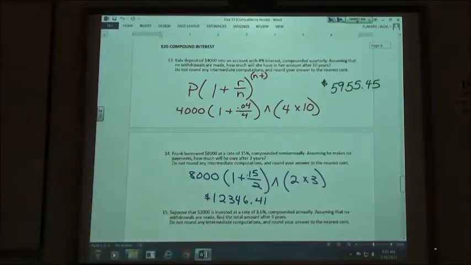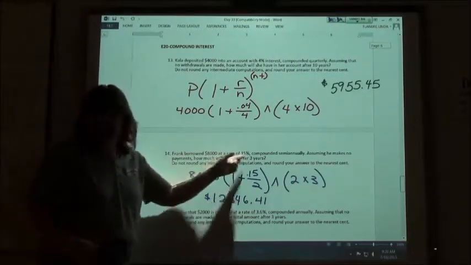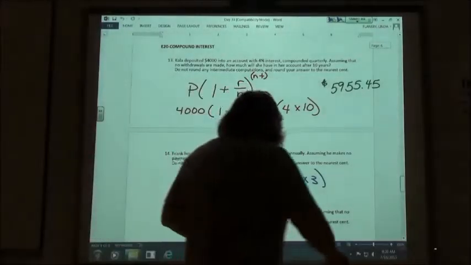$12,346.41. Yeah. So started out borrowing $8,000, ended up after 3 years paying back $12,346.41. I don't think I want a 15% interest rate. That wouldn't be very good.